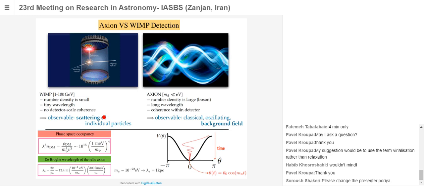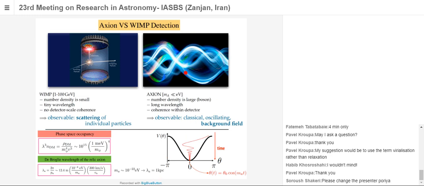and the majority of their behavior is based on the scattering process. But in the case of the axion, due to the small mass, you have a very large de Broglie wavelength. And interestingly, if you put the mass equal to 10 to the minus 22 electron volts, you would obtain 1 kiloparsec for the de Broglie wavelength. And this lets you solve some problems, for example, in structure formation, such as the core-cusp problem. This is some of the motivation why people are interested in axions.